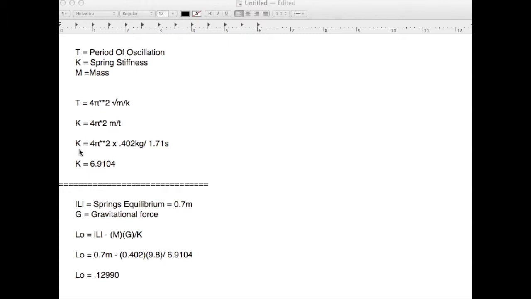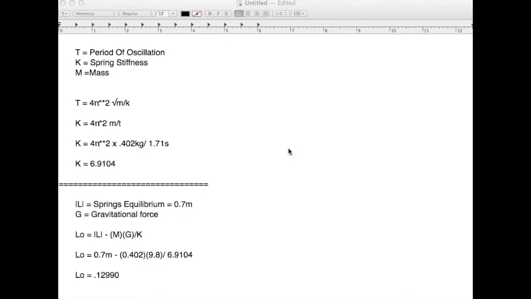So now once I find my inputs, being the mass of the object being 0.402 kilograms, T simply being the time it takes for the top peak of the oscillation to go to the next peak, or the lowest point of the oscillation to the next lowest point of the oscillation. And for this one it is 1.71 seconds. So once you divide 0.402 kilograms by 1.71 seconds squared, then multiply it by 4 pi squared, you get k, the spring stiffness, being 6.9104. I believe this will vary because different students will have different feedback from Tracker because of human error. So this is what I got.